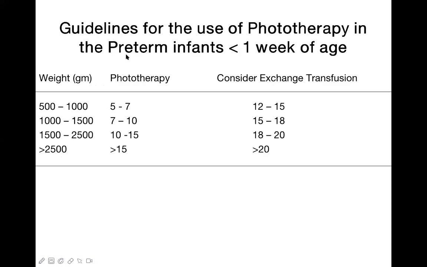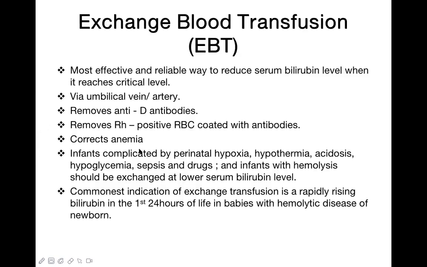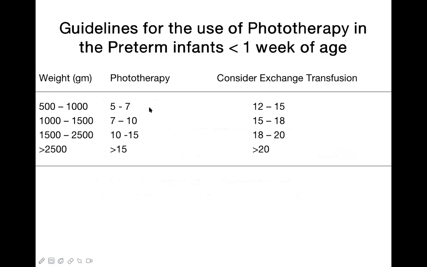And this is for the preterm infant now. Similar type of explanation for the preterm infant. Remember, the level for preterm infant would be much lower than the term baby, because the blood-brain barrier of the preterm infant will develop much later than the term. So even the lower level of unconjugated bilirubin can be entering into the central nervous system through blood-brain barrier.